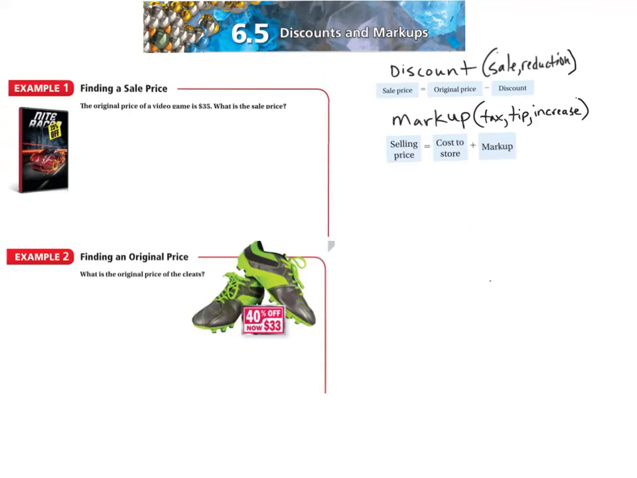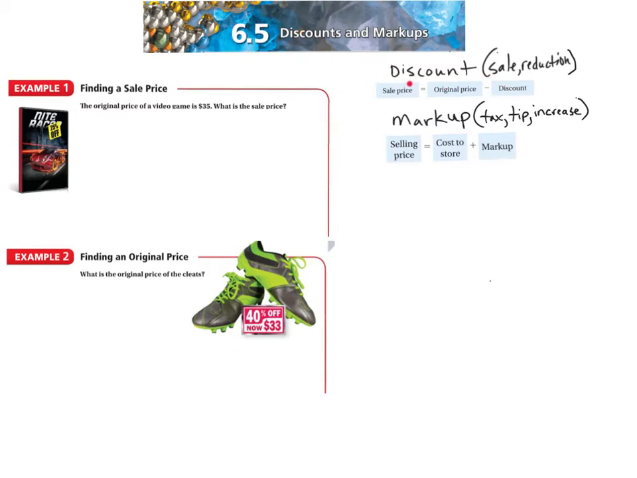All right, 6.5, discounts and markups. So this section's fairly straightforward once you get the hang of it. So we're looking at discounts and markups, and I have the formula here.